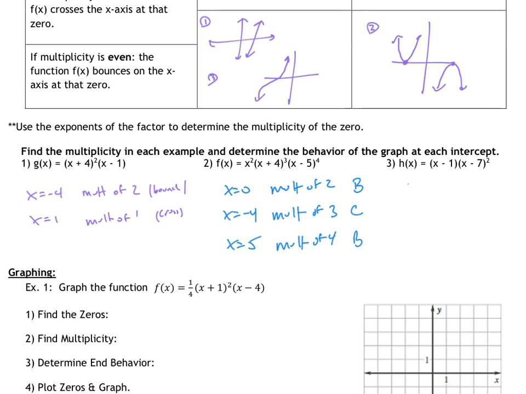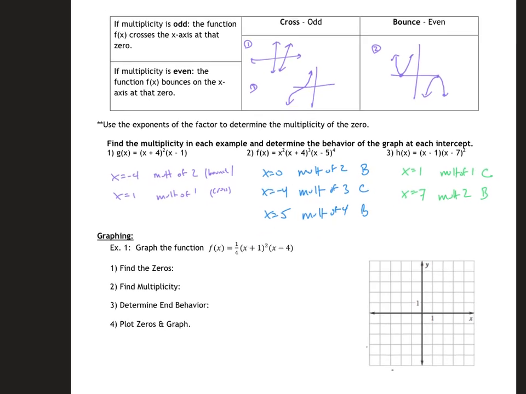And then lastly over here, I got x is equal to 1, x is equal to 7. This one has a multiplicity of 1, so it's going to cross. This one has a multiplicity of 2, and it's going to bounce. So I'm taking those multiplicities, looking and seeing what they're going to do. Evens are going to bounce. Odds are going to cross.